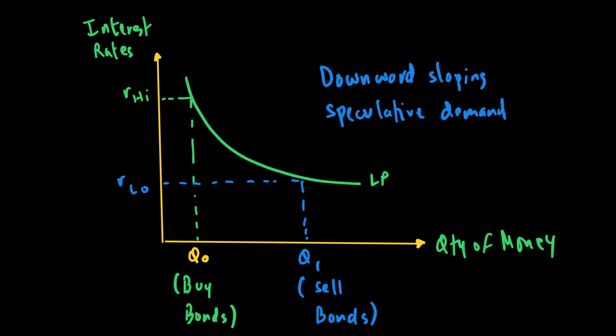Now we'll use this concept to talk about the liquidity preference curve, which uses the concept of the price of bonds and interest rates. According to liquidity trap theory, which is the Keynesian concept, they believe that the speculative demand for money is very responsive to changes in interest rates.